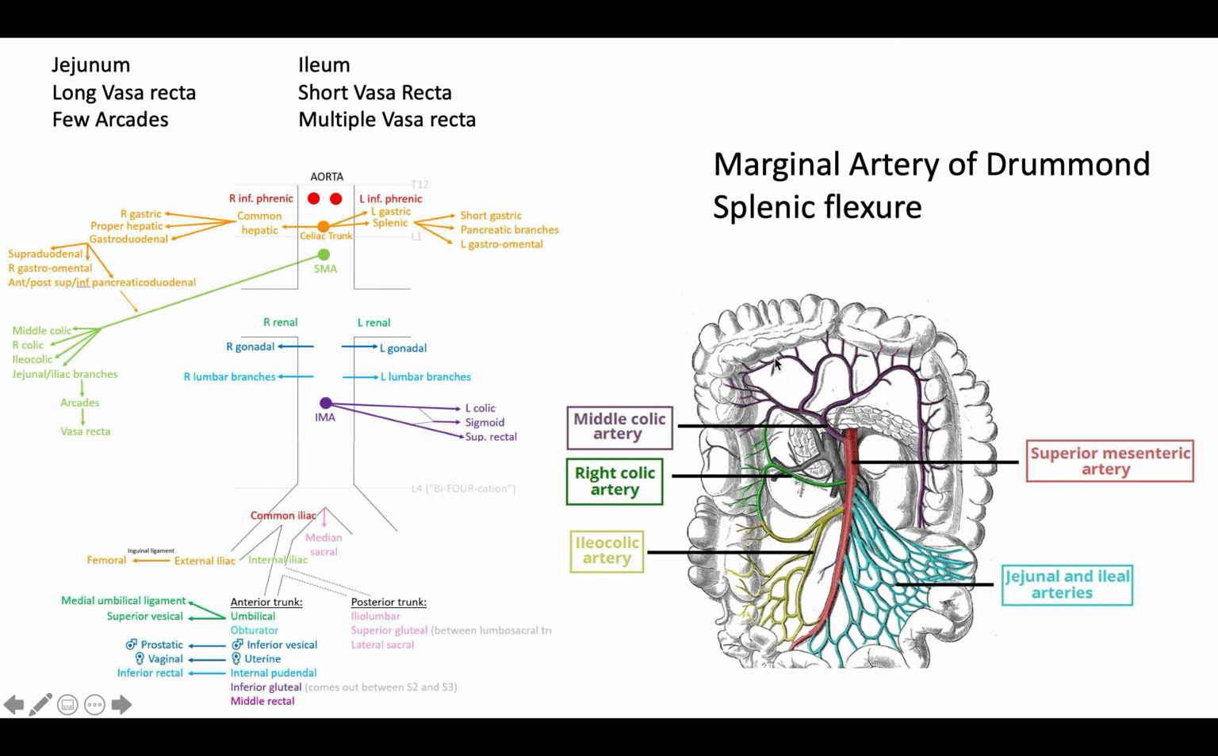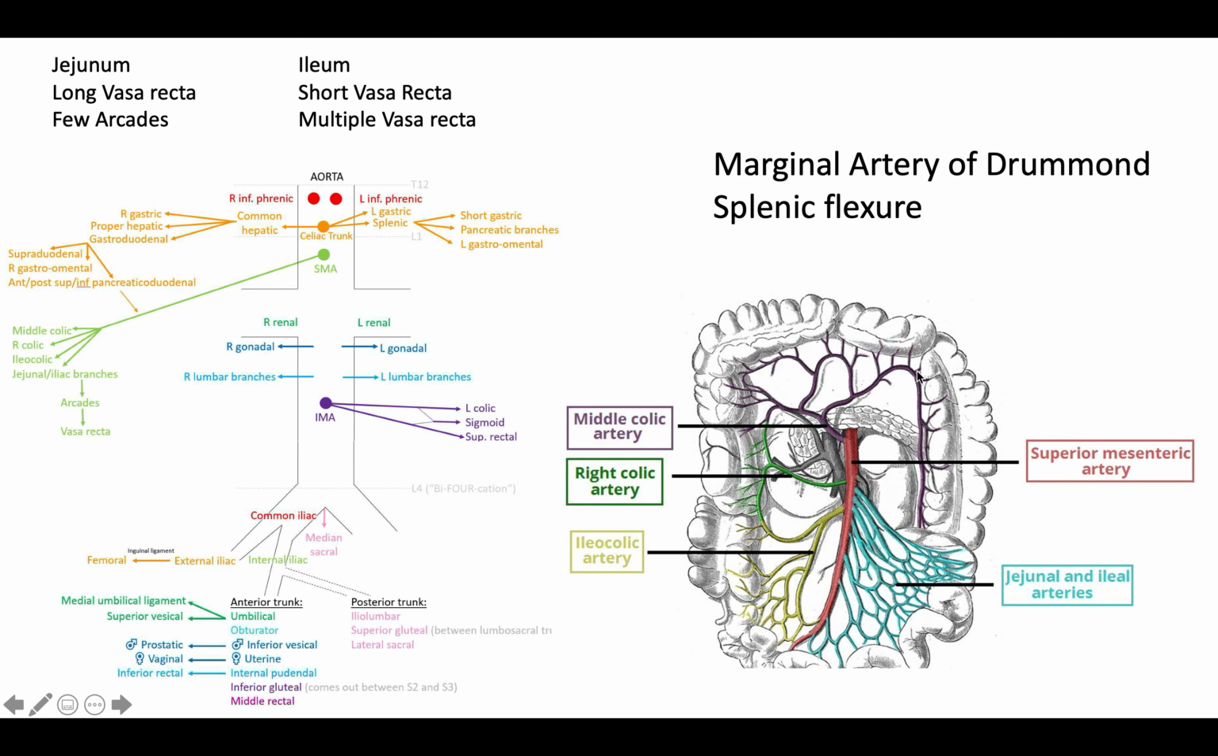This one is getting the transverse colon, right? And this one is important because it will anastomose with the left colic artery. And everyone knows anastomoses are extremely, extremely important because of the pathology that can be associated with them. The middle colic artery will anastomose with the left colic artery, and the left colic artery, which I'll get into later, is associated with the IMA versus this artery, which is the SMA.